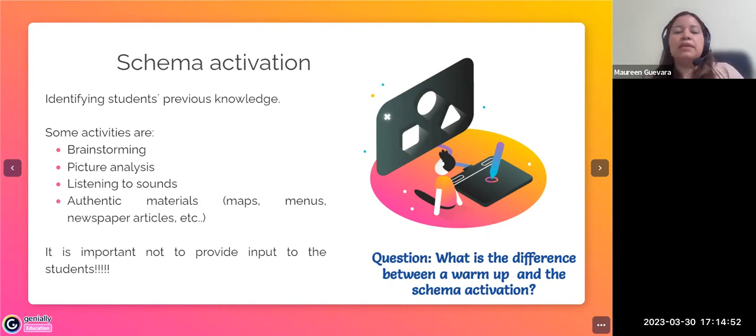So you can do some activities such as brainstorming, picture analysis. They can listen to sounds so that they can really identify what you're talking about. You can show them a map or some menus, or newspapers. There are so many activities that you can do. But in this stage, the most important aspect is that you don't give them input because you want to know what they know. So don't give them input. Just ask them questions in general.